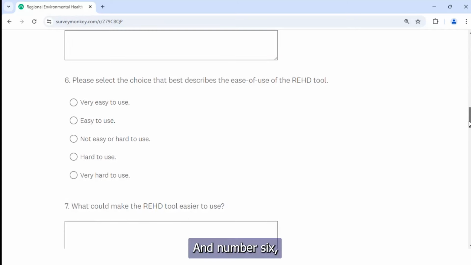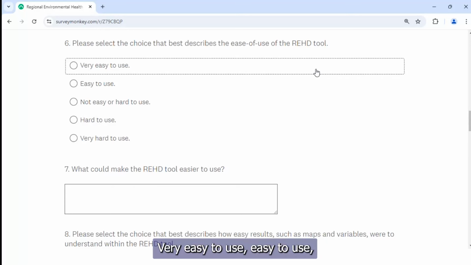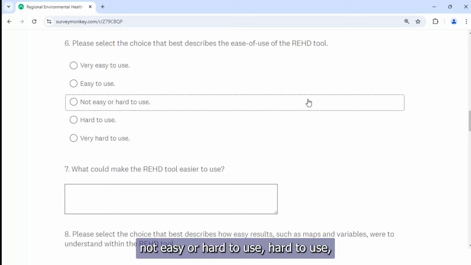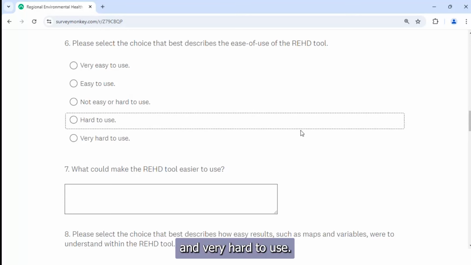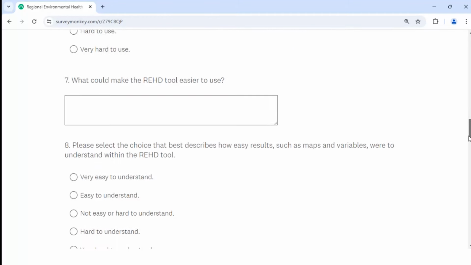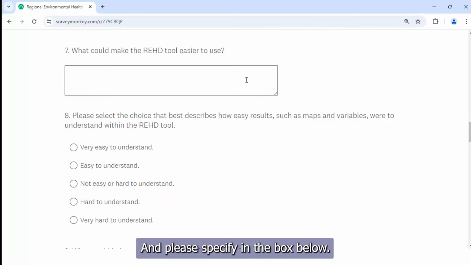And number 6, please select the choice that best describes the ease of use of the RED tool. You have very easy to use, not easy or hard to use, and very hard to use. And then number 7, what could make the RED tool easier to use? And please specify in the box below.